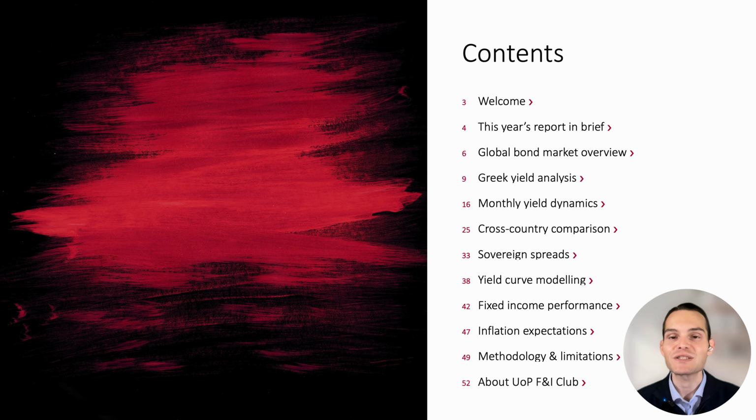Before we begin, here's a brief overview of the structure of the presentation. We will first discuss the key findings of this year's report and the broader global bond market environment. We will then move into the analysis of Greek government bond yields, monthly yield dynamics, and cross-country sovereign bond comparisons. After that, we will examine sovereign spreads, yield curve modeling, fixed income performance, and inflation expectations. Finally, we will conclude with the methodology, limitations, and broader implications of the analysis.